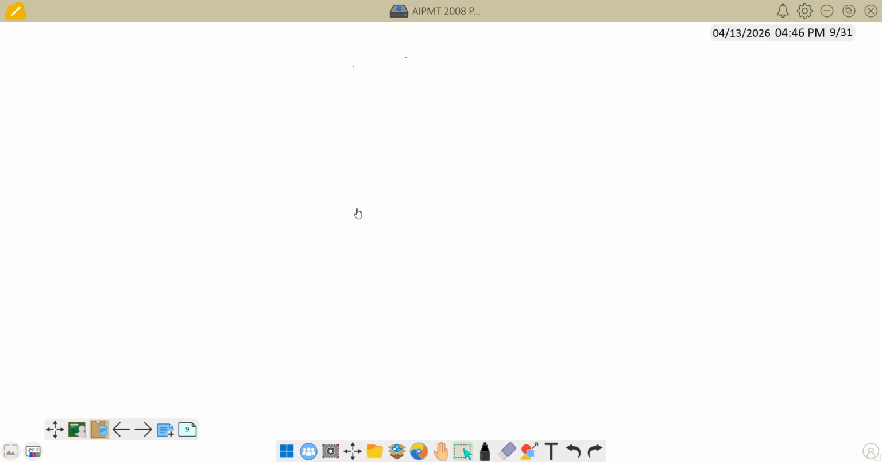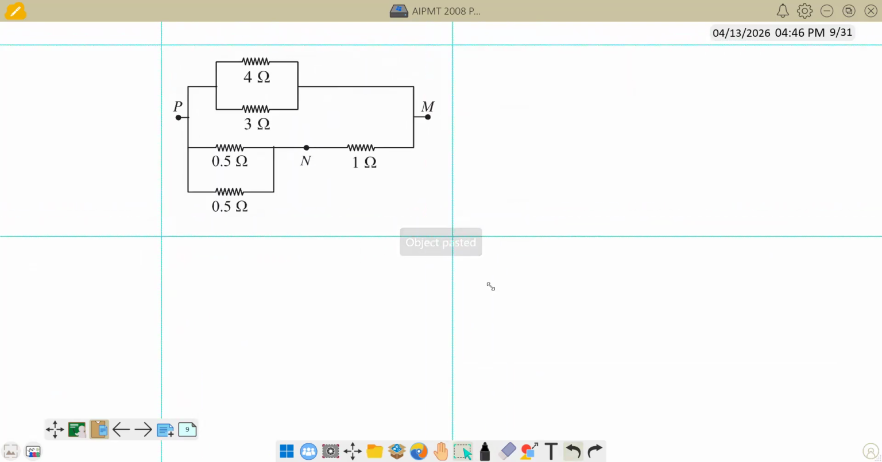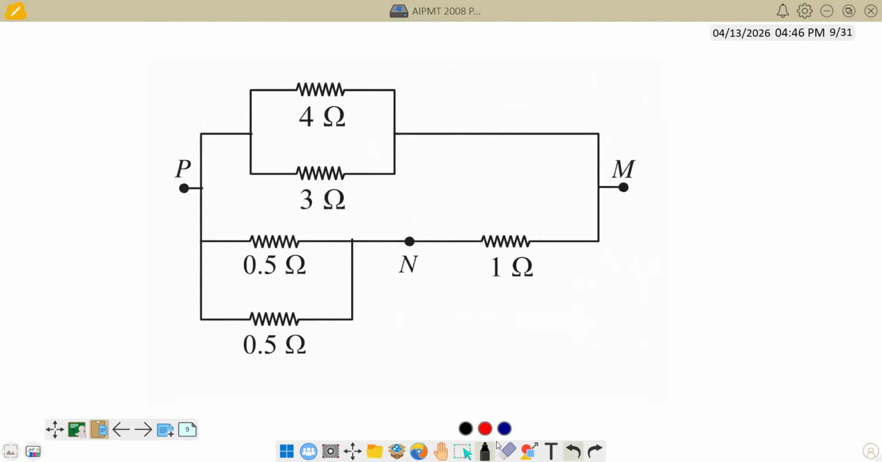Let us solve this. There is a very interesting way to solve the problem. The author is telling the current going through this is 1 ampere. And if you observe it, this entire thing and this entire thing are in parallel. These two together are not together.